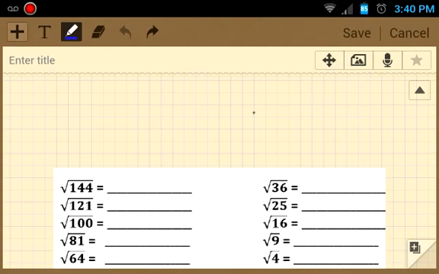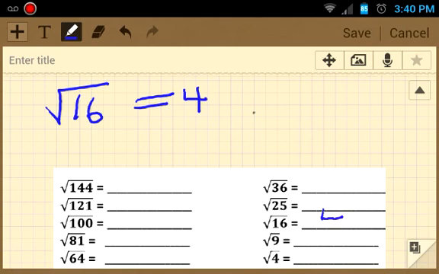So if I wrote something like the square root of 16, I'm thinking, what number times itself would be 16? And remember, both numbers have to be exactly the same, so you couldn't use 2 and 8 because those are two different numbers. So the only two numbers that are exactly the same would be 4 and 4. So the square root of 16 is 4. So down below here we can write the square root of 16 as 4.